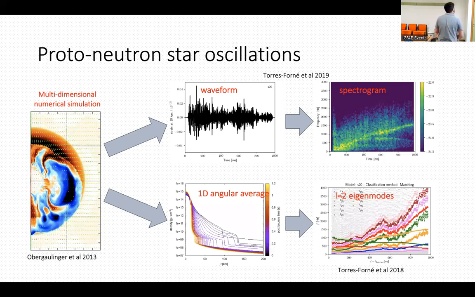To do that, we developed the perturbation equations in general relativity. But to simplify the case, we use 1D equations. So from a multidimensional simulation, 2D, 3D, or whatever, we take a 1D angular average and solve the eigenvalue problem, which is the way the normal oscillation is computed.